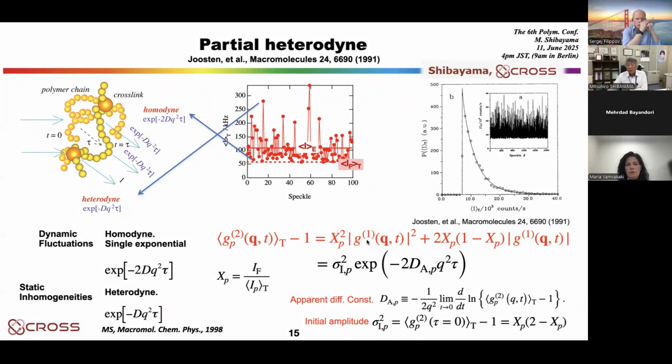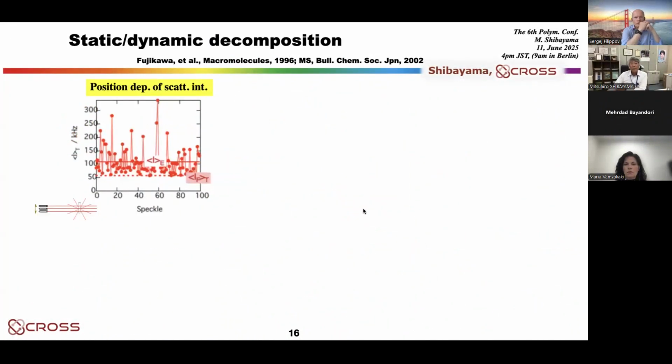But to decompose the heterodyne and homodyne is rather difficult because it's just a factor of two. So let's say we just fit with a single exponential function with an apparent diffusion coefficient D_A, which is dependent on the position. By measuring the apparent diffusion coefficient, we can learn something else. And also the initial amplitude is defined by this one. Then we proposed a very interesting and useful method to decompose static and dynamic contributions.